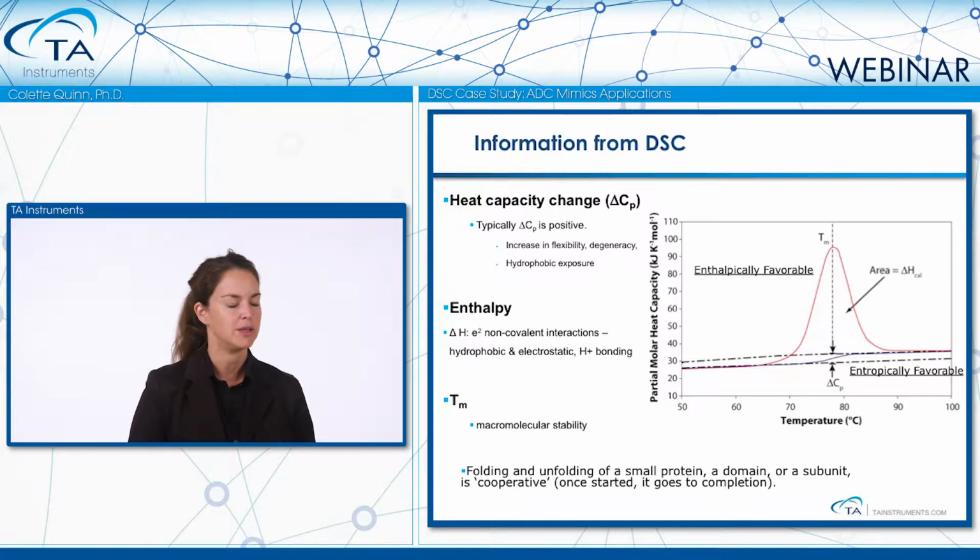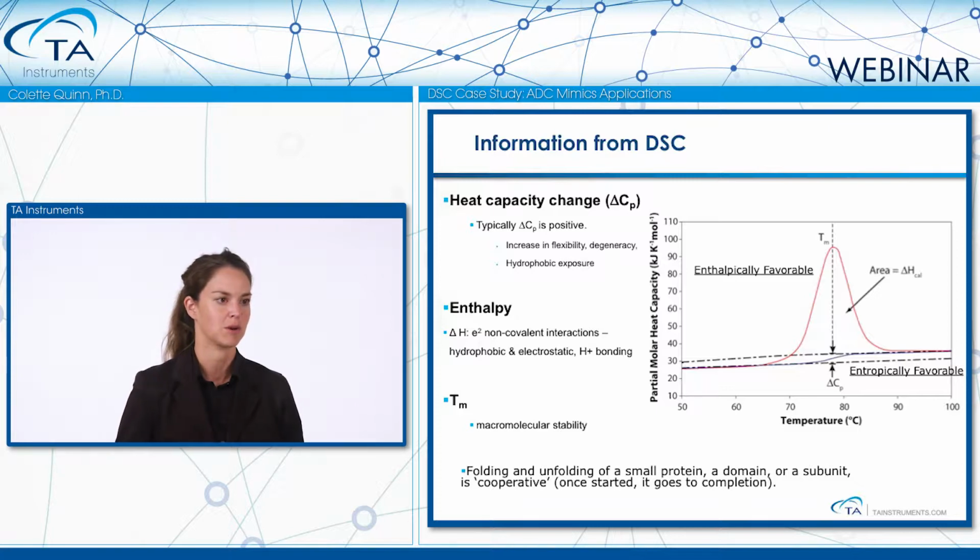And then finally, you have the Tm, the most commonly reported component you get out of a DSC thermogram, which is an indicator, sometimes referred to as the macromolecular stability. Folding and unfolding of a small protein or a simple domain or subunit, as we're going to talk about in the antibody with its three domains, is cooperative, meaning once it starts, it goes to completion.